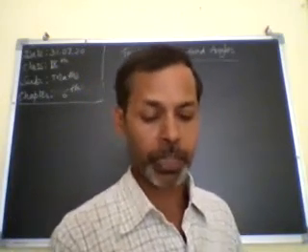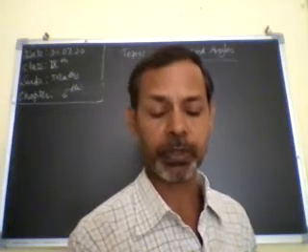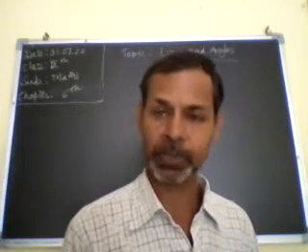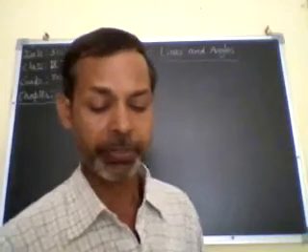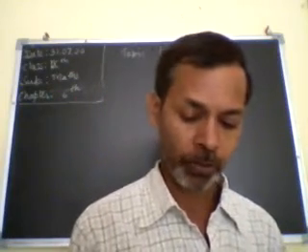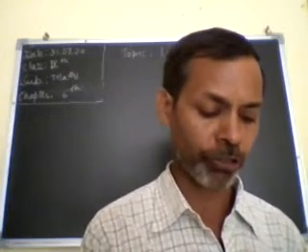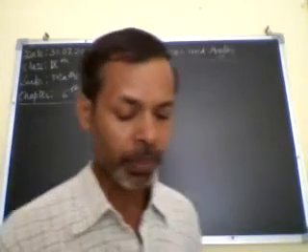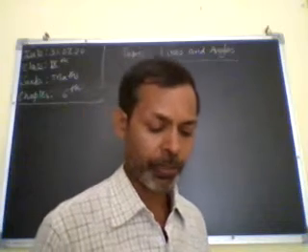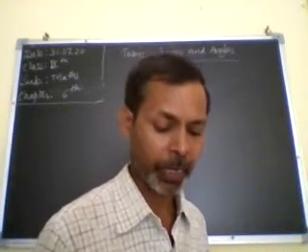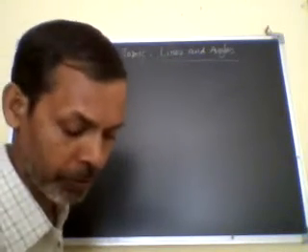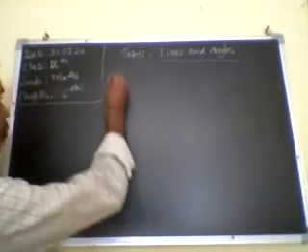Now, in continuation of chapter 6, Lines and Angles, exercise 6.3, we have already discussed question number 1 and 2. Now come to question number 3. In this question, a figure is given, AB parallel to DE. So first see the figure. Question 3.